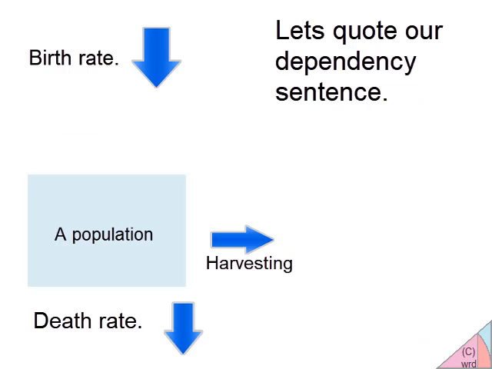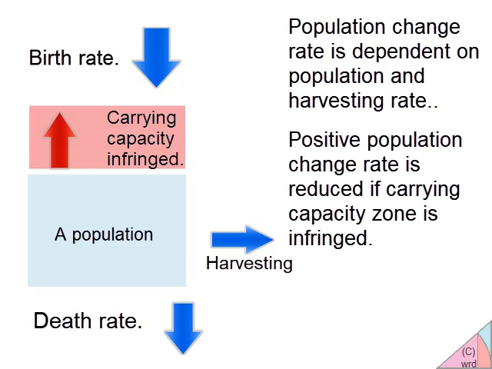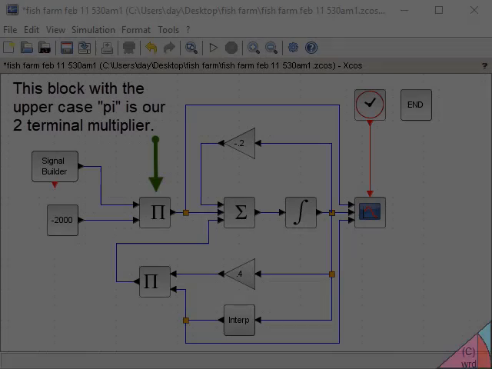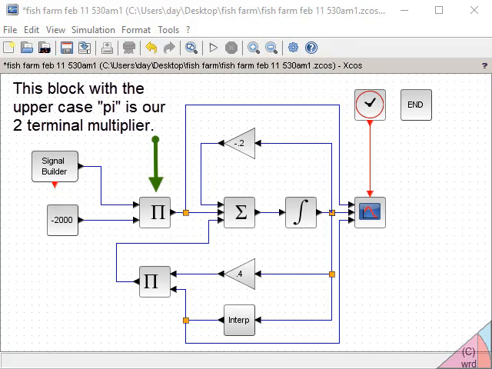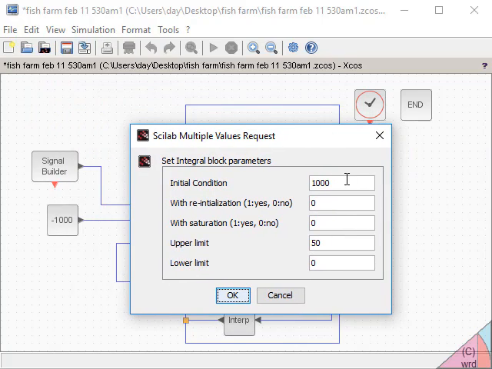Our dependency sentence: population change rate is dependent on population and harvesting rate. Positive population change rate is reduced if the carrying capacity zone is infringed, over 10,000 fish. Since there is quite a bit to this model, let's take a tour of it to show what's where. Where are the fish? In our one account.